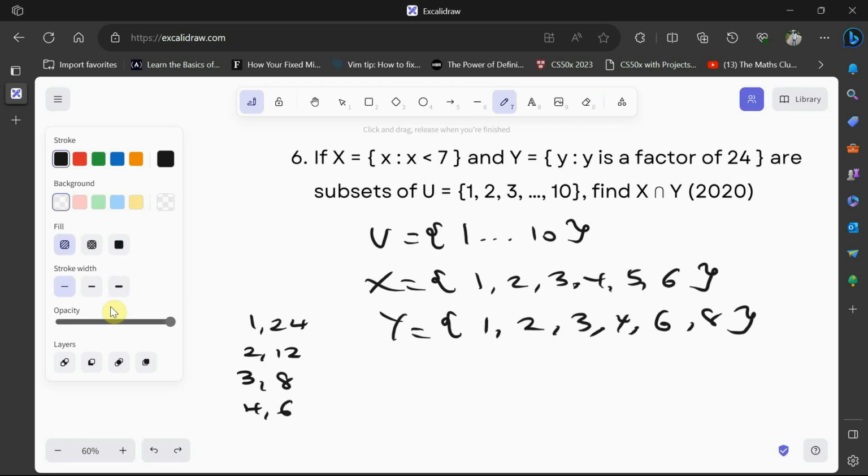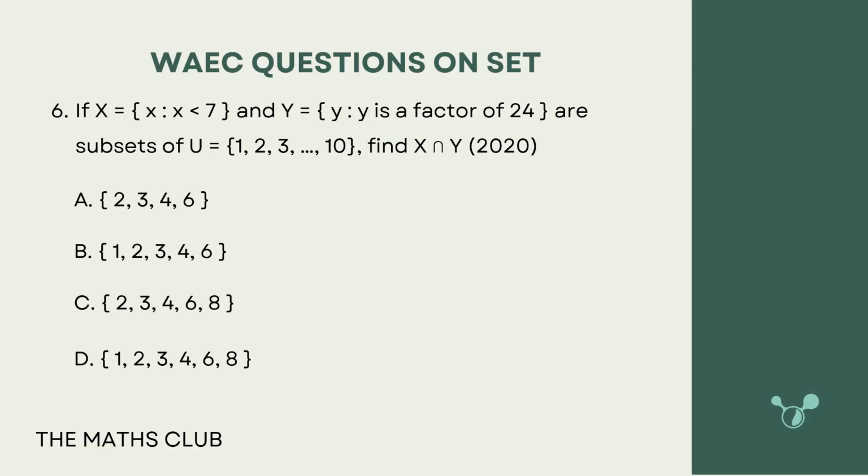Great. So is that within the boundary of the range of these universal sets? These are sets X and these are sets Y. What is common between them? Let me put X intersection Y. 1 is common between both of them, 2 is common, 3 is common, 4 is common, 6 is common. So at the end of the day, when we broke this down, our X intersection Y is just 1, 2, 3, 4, 6. Let's see if we are correct. 1, 2, 3, 4, 6, that should be option B.